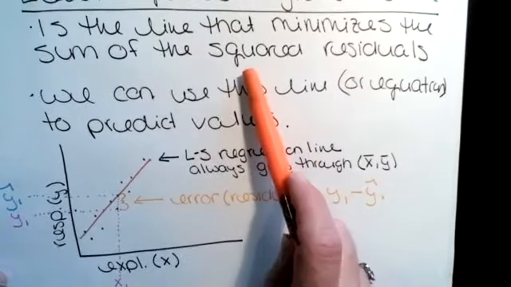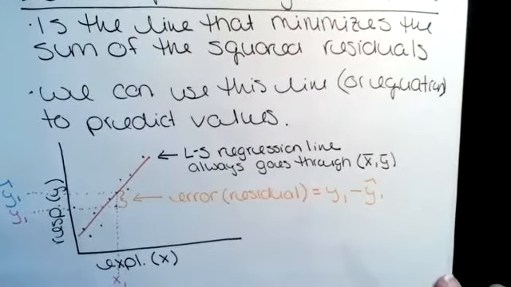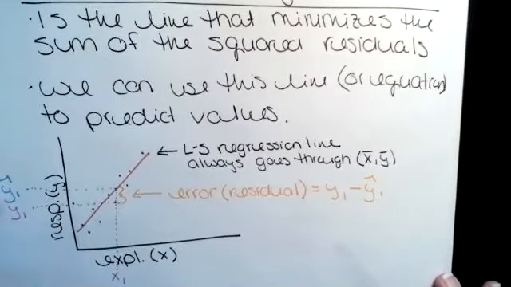Now, it's squared because you can see some points are below the line and some points are above the line. So you're going to have some positive and some negative error or residuals. If you just summed them up, they would cancel each other out, right? So you would square them, so they're all positive values, and then look at the sum. That's why it's squared residuals, and that's what this least squares regression line is doing. It's minimizing that difference there.